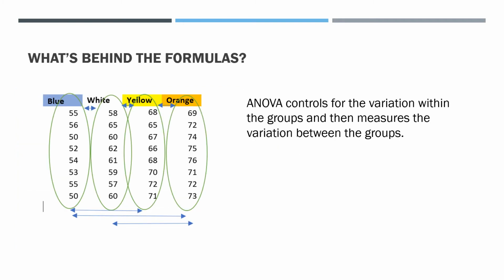What's behind the formulas? ANOVA controls for the variation within the groups and then measures the variation between the groups. So the circles represent that each group has variation inside of it. It controls that. Then the arrows represent that it's measuring the difference between blue and white, blue and yellow, and so on.